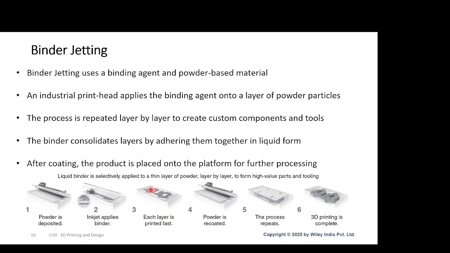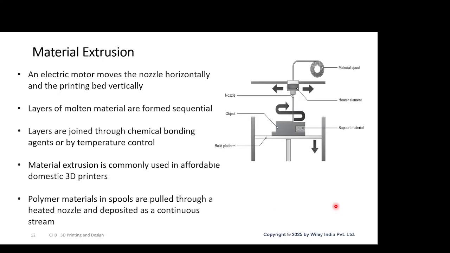So this is the first layer. Then powder is recoated. Again, you spread the powder. So here on the base, there is the first layer. Then you are again spreading the powder, and again the inkjet is used to create the second layer. You can see there are some holes. So it creates a structure. Then the entire product is placed on another platform for further processing.